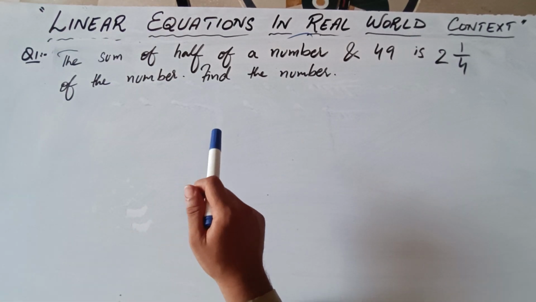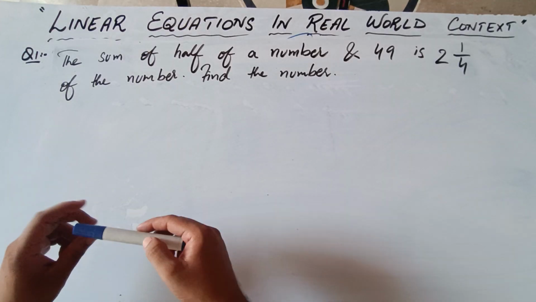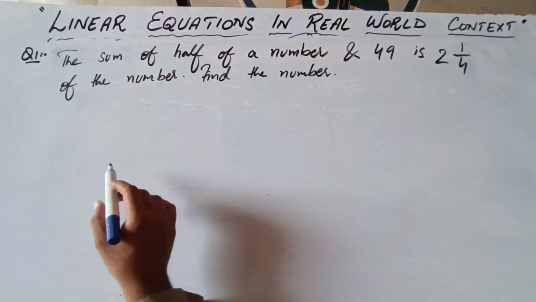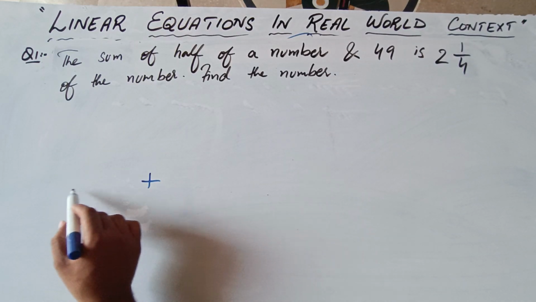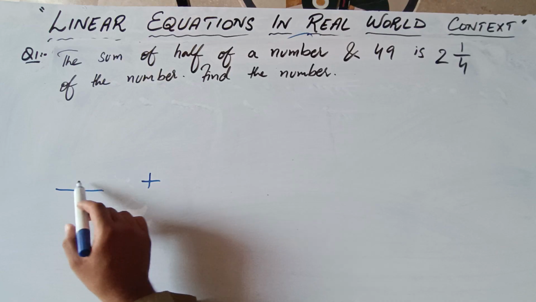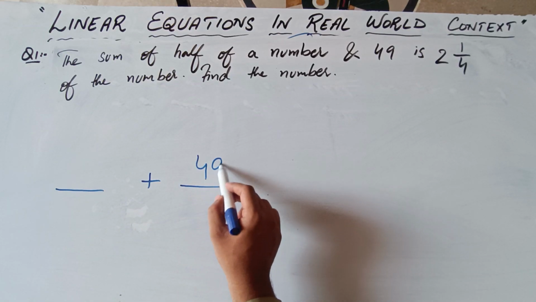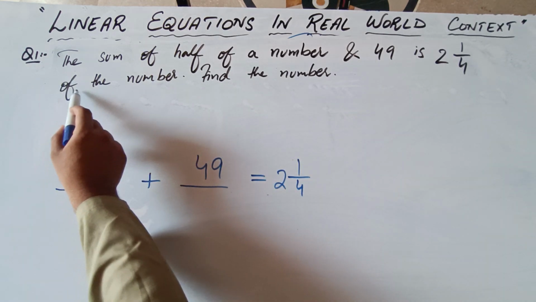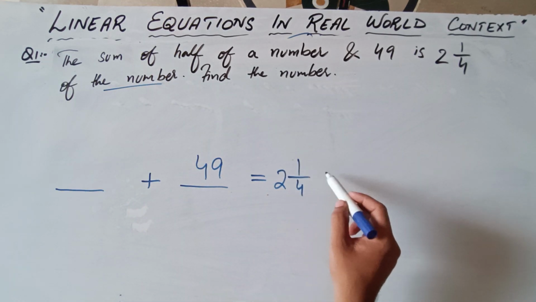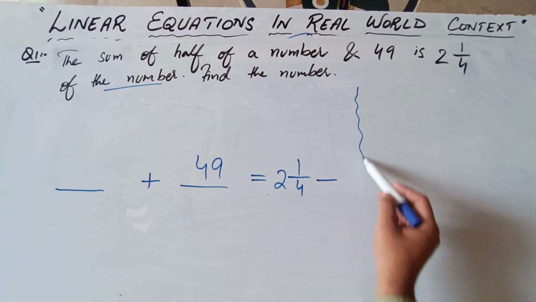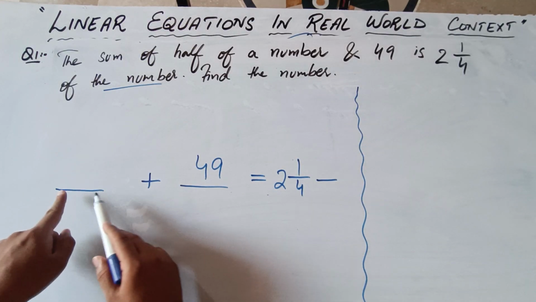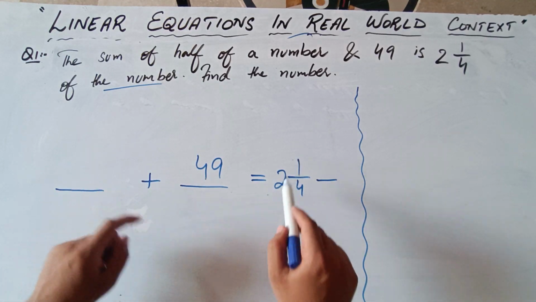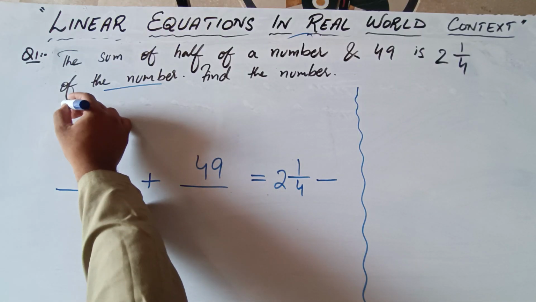Now let's look at one more question. This is very interesting. The sum of half of a number and 49 is equal to 2 whole 1 by 4 of the number. Sum means plus. 2 whole 1 by 4 of the number means 2 whole 1 by 4 times the number. So we will start the question like this.